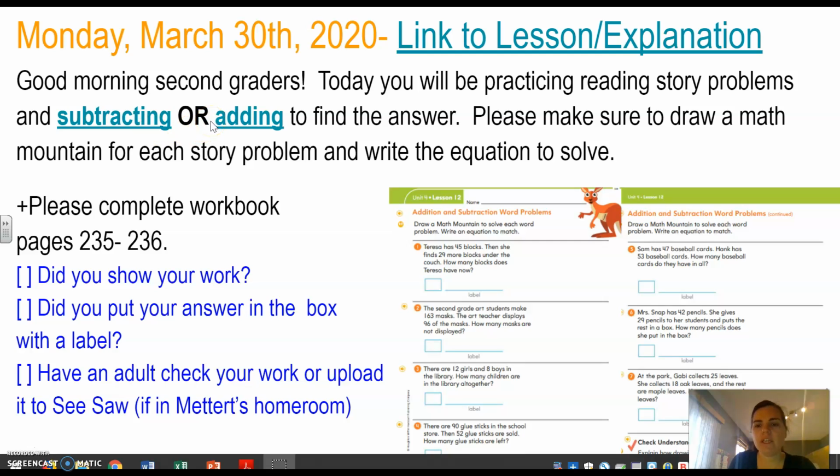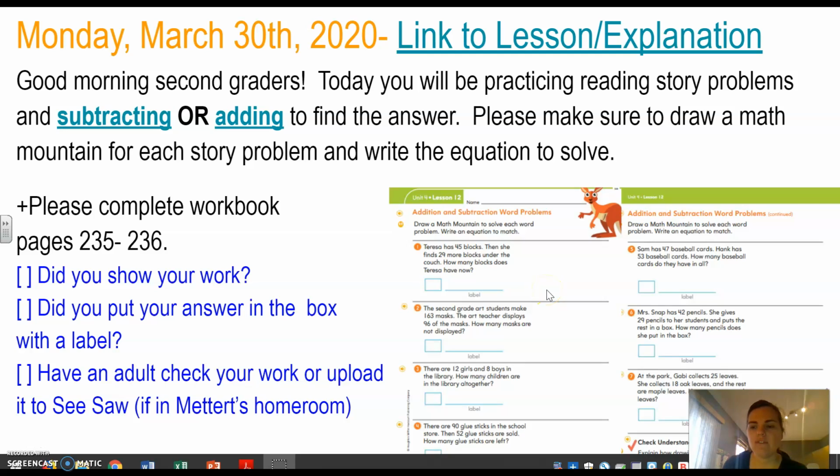When you are completing pages 235 and 236 today, you need to make sure that you have a math mountain and an equation to go with each story problem. Remember, good mathematicians always show their work. Then once you have your equation and your math mountain, you can go ahead and put your answer in the box here with the label.